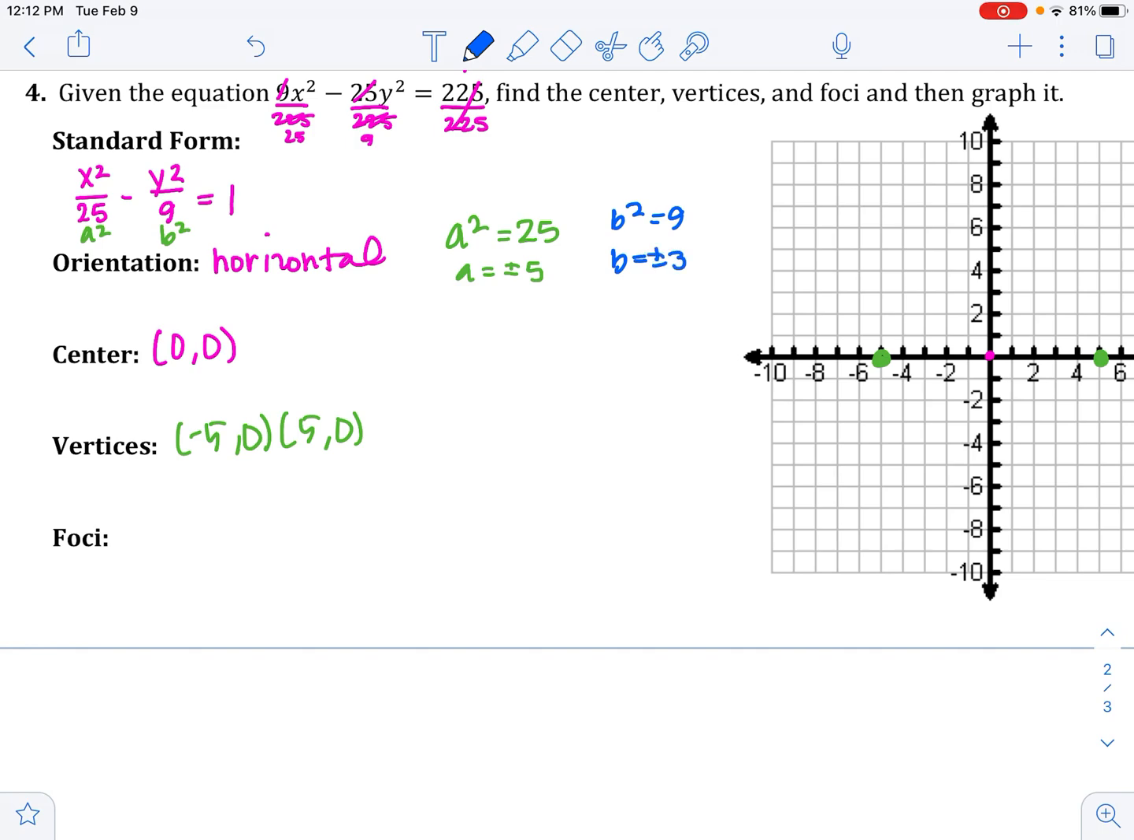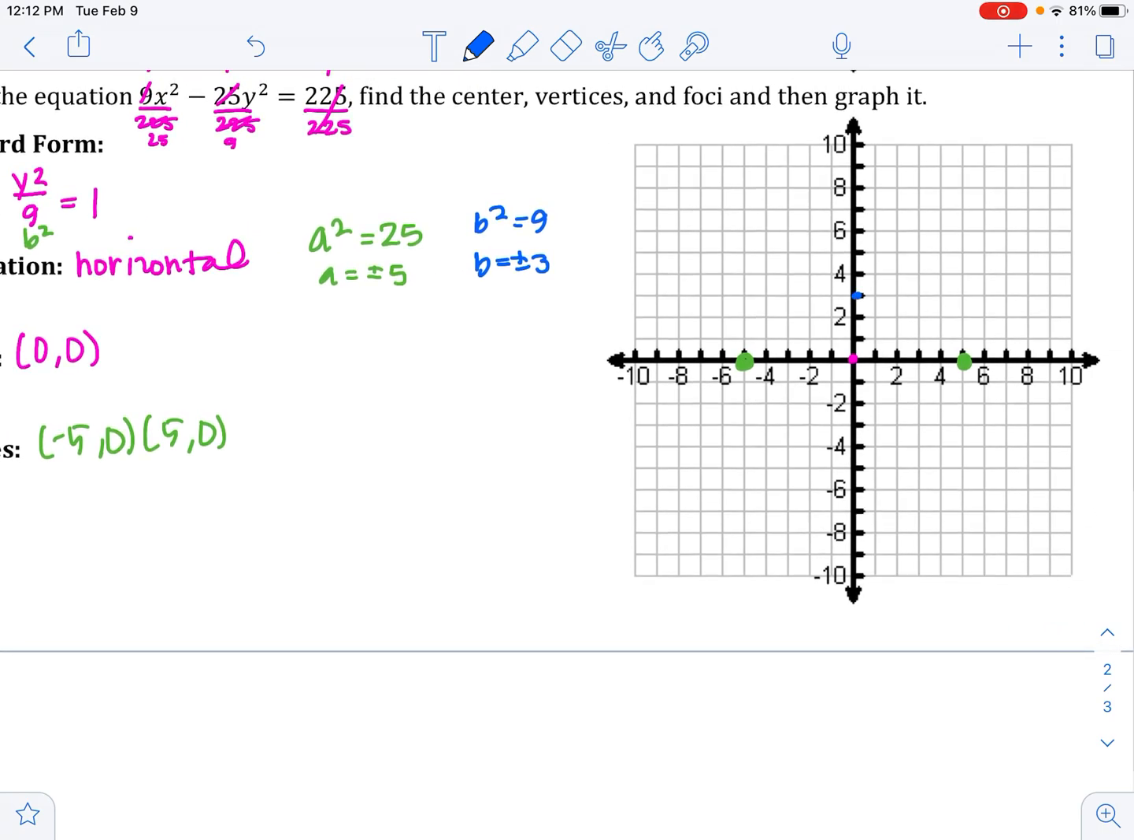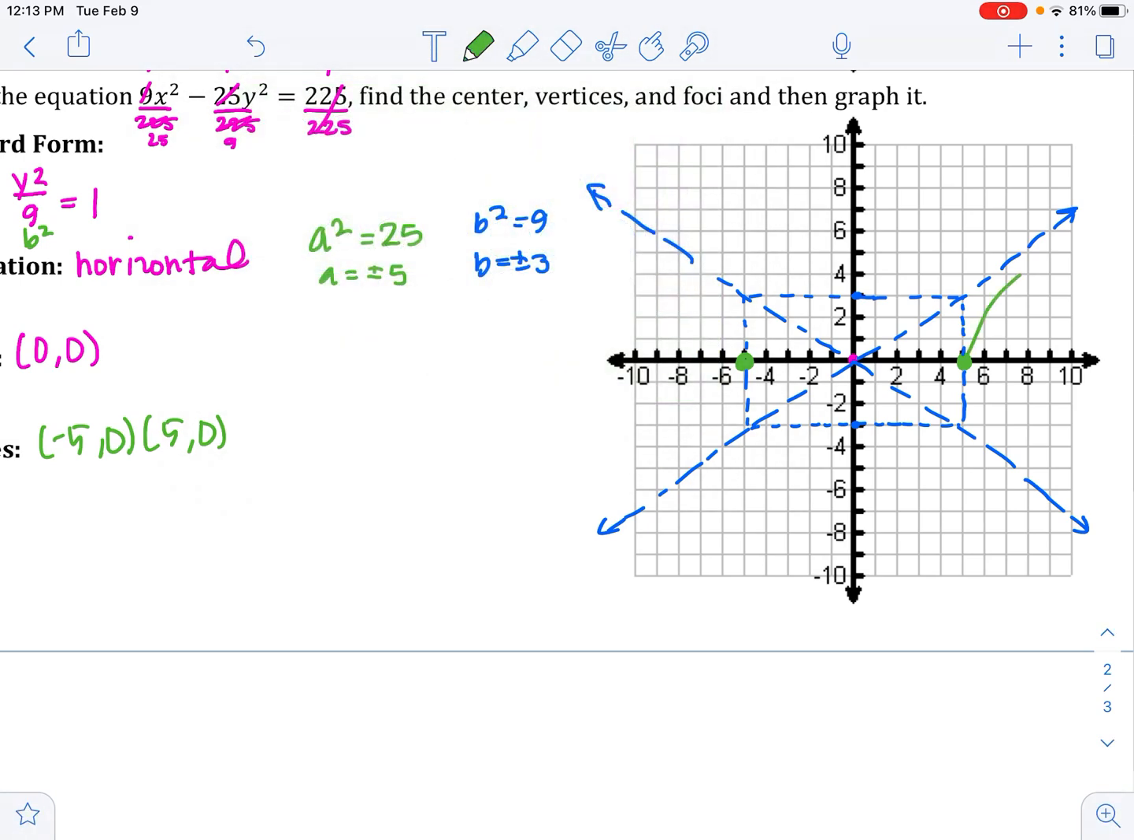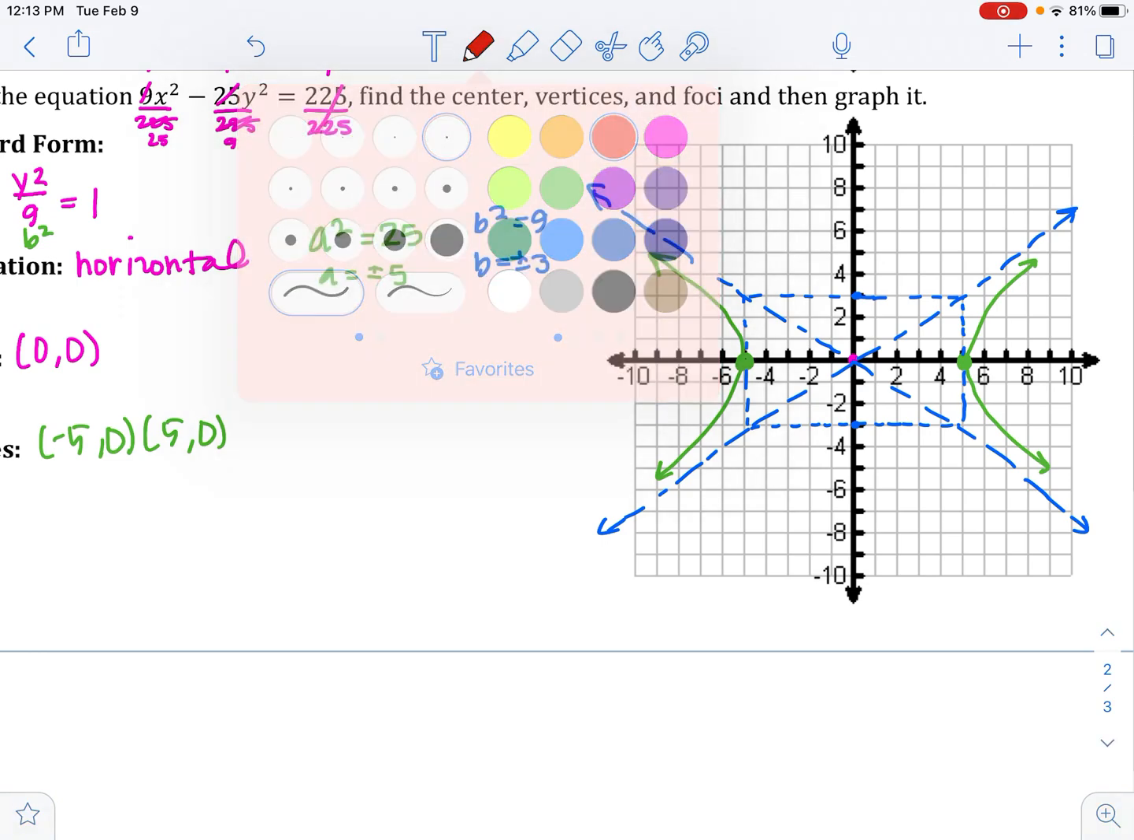Now I'm going to get b. B squared is 9, so b is plus or minus 3. So from my center, I'm going to go up 3, down 3. Make this into a rectangle. And draw my asymptotes. Go out the corners and through the center. Okay. I can make my 2 hyperbolic branches by going back to my vertices. I'm going to have 2 horizontal branches. Make sure you're putting arrows to show that they go on forever.